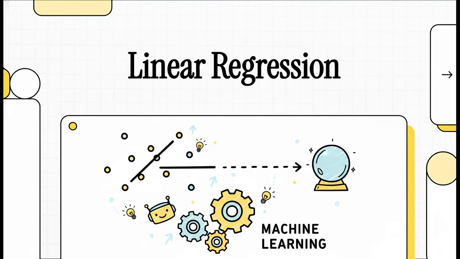All right, let's dive in. Today, we're going to break down one of the absolute cornerstones of data science and machine learning, linear regression. It might sound a little technical, but trust me, it's simple, it's incredibly powerful, and it's the perfect place to start if you want to understand how machines can learn to predict the future. So let's get into it.